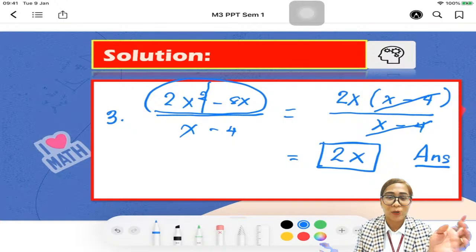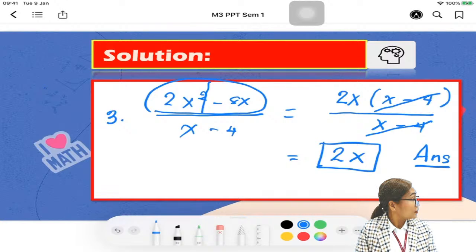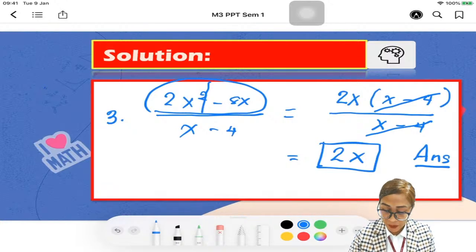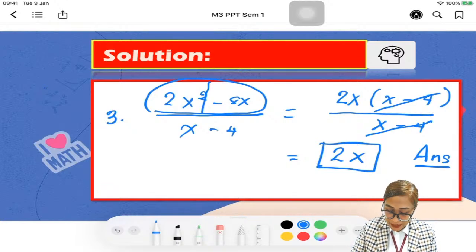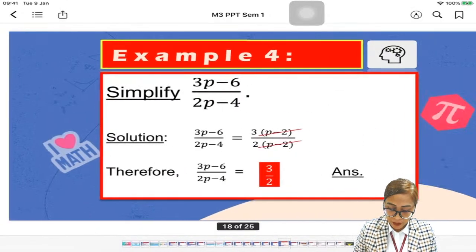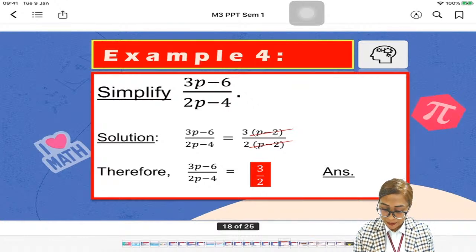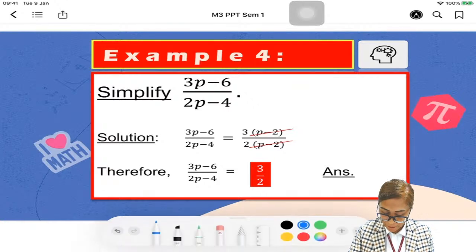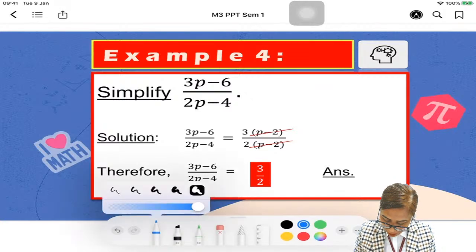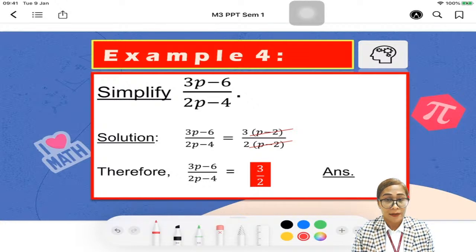The last one. Don't worry, this is not really difficult. Okay, so the last is, I will just show you this, and for example, number 4, we'll have this. Maybe I'll change the color to red. Okay, simplify 3p minus 6 all over 2p minus 4.